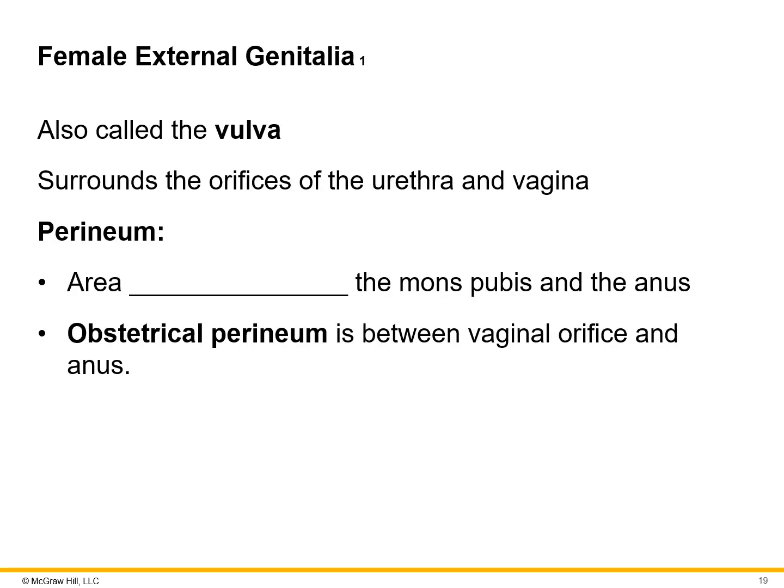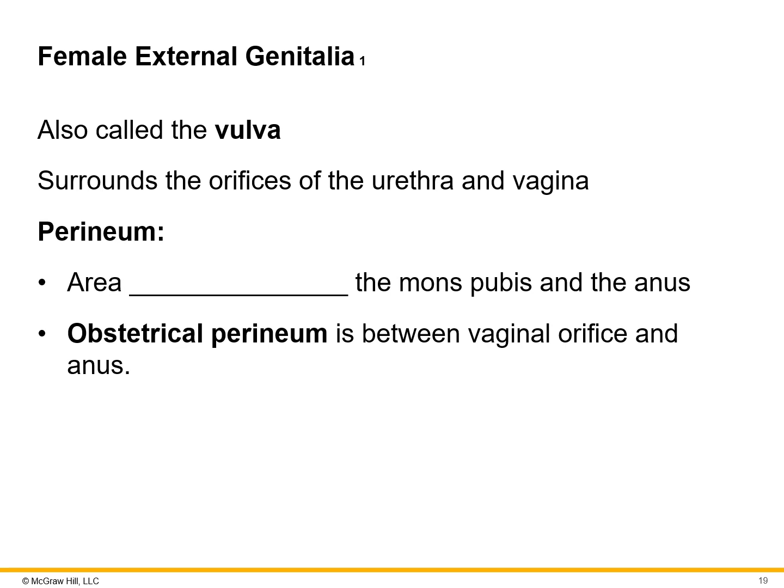So now moving on to the external genitalia. The female external genitalia is also often referred to as the vulva. This is going to surround the orifices of the urethra and the vagina. Remember that orifices just means opening.